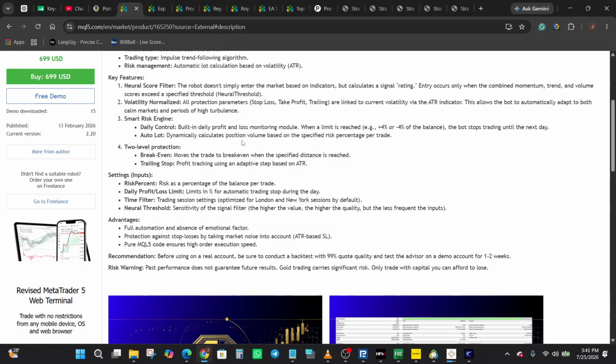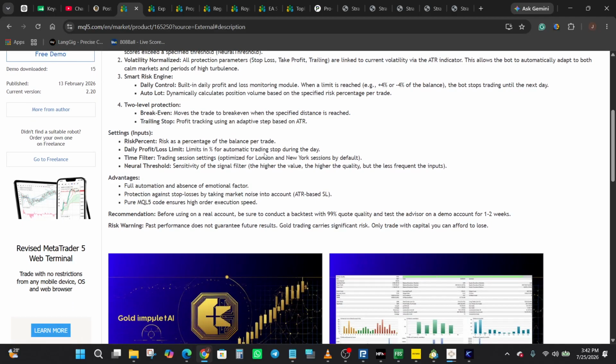Additionally, trade management includes a two-level protection mechanism, a break-even module to lock in trades after reaching a specified distance, and an adaptive trailing stop based on ATR. Looking at the input parameters shown on the page, you have control over risk percent, daily profit and loss limits, a time filter optimized by default for the London and New York sessions, and the neural threshold sensitivity setting. Increasing the threshold increases signal quality requirements, though it naturally reduces overall trade frequency.